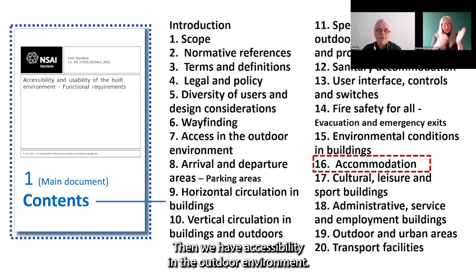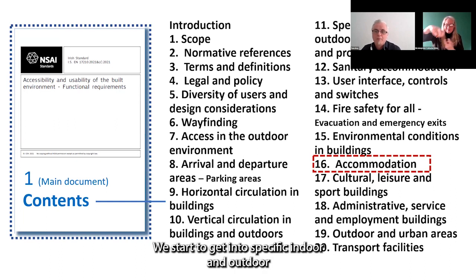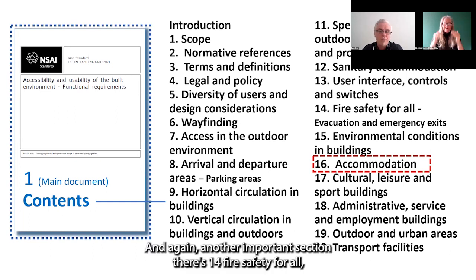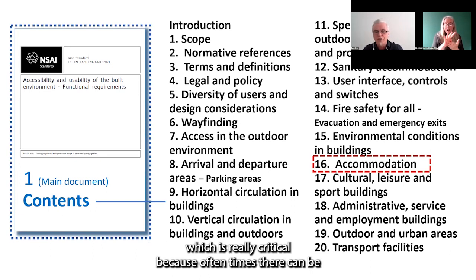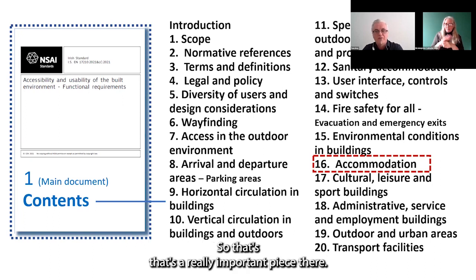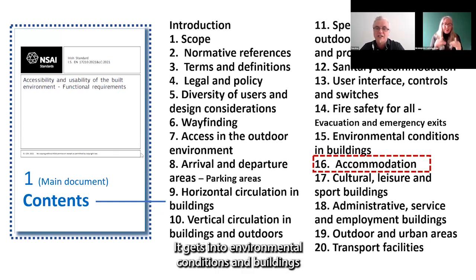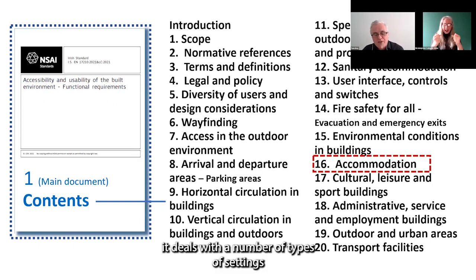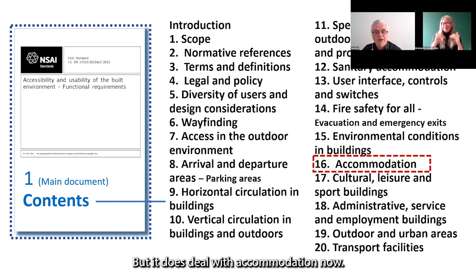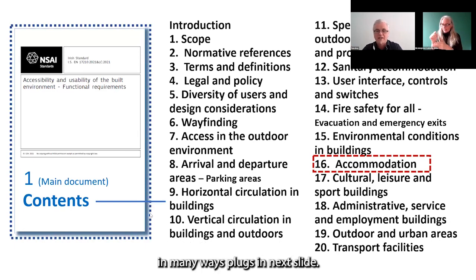Then we have accessibility in the outdoor environment. We have arrival and departure areas such as parking and so on. We have horizontal circulation in buildings, vertical circulation. We start to get into specific indoor and outdoor areas, equipment and provisions, sanitary accommodations. And again, another important section there, 14, fire safety for all, which is really critical because oftentimes there can be a conflict between accessibility and usability and designing for fire safety. So that's a really important piece there. And that deals with evacuation and emergency exits and so on. It gets into environmental conditions in buildings. And you'll see that it deals with a number of types of settings: cultural and leisure, administrative, outdoor areas, transport facilities, and so on. But it does deal with accommodation now, and that's, I suppose, where the standard that we're developing in many ways plugs in. Next slide.